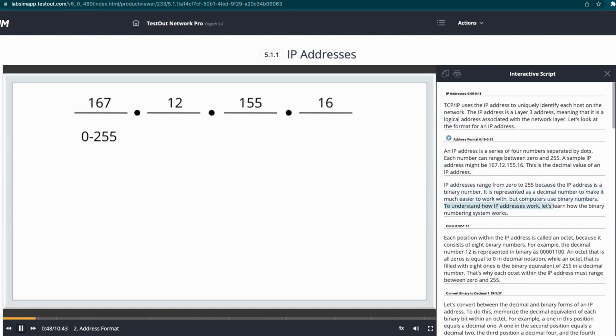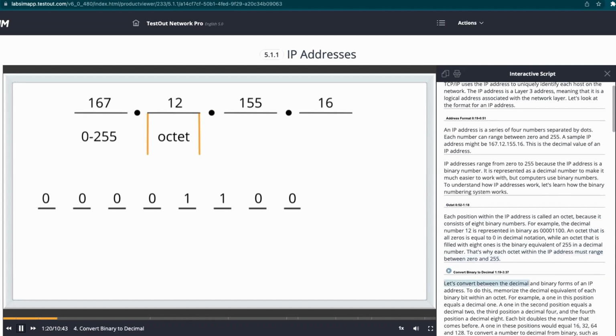To understand how IP addresses work, let's learn how the binary numbering system works. Each position within the IP address is called an octet because it consists of 8 binary numbers. For example, the decimal number 12 is represented in binary as 00001100. An octet that is all zeros is equal to 0 in decimal notation, while an octet that is filled with 8 ones is the binary equivalent of 255 in a decimal number. That's why each octet within the IP address must range between 0 and 255.